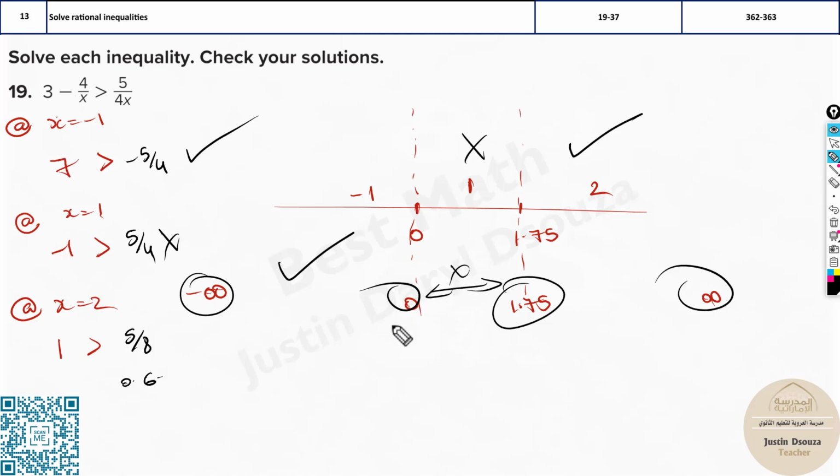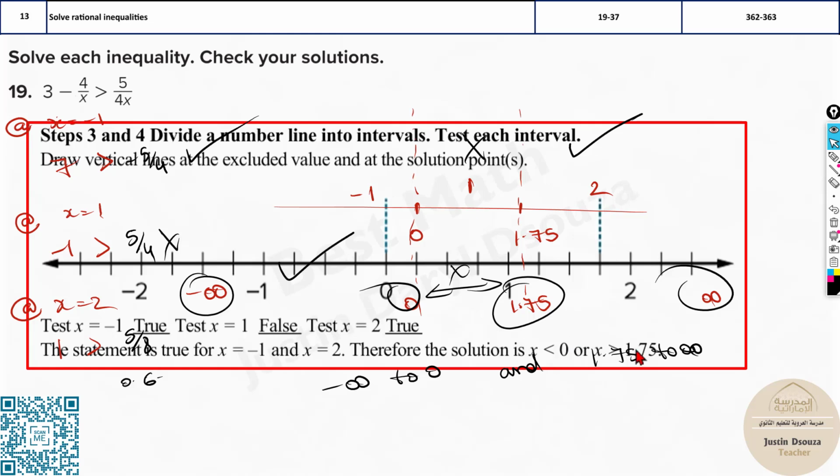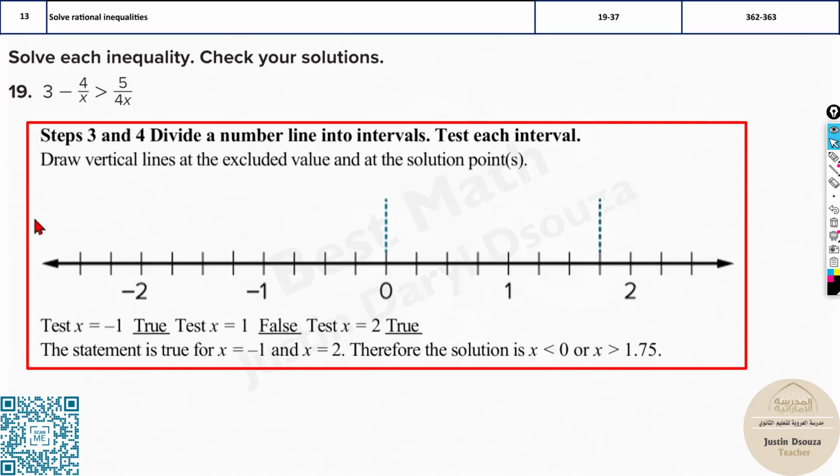So now what we write is the solution set would be from minus infinity to 0, and or you can write 1.75 to infinity. They might write it in terms of x. Let me just see how they have written the solution here. See here, instead of writing minus infinity and everything, it's understood: x is less than 0. That means it's from minus infinity to 0, isn't it? That's the same thing, but they have written it in simple words. And then x is greater than 1.75, because from here to infinity, right? So these are the inequalities that are written.